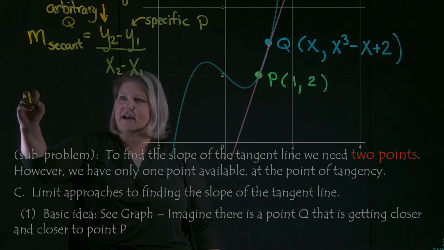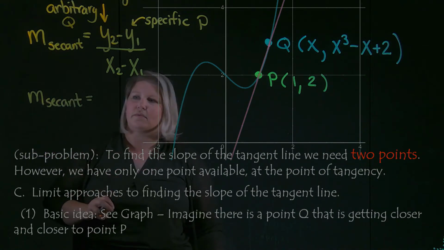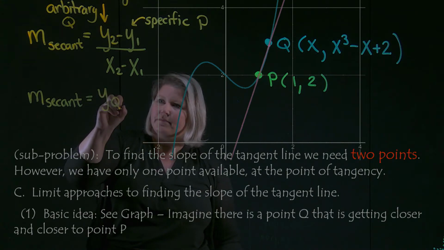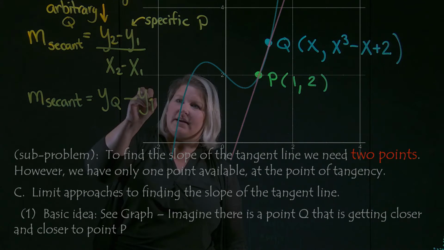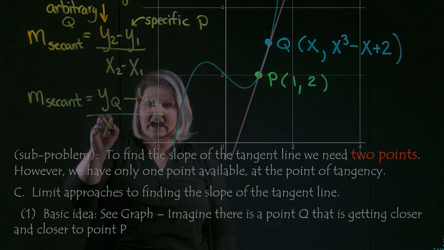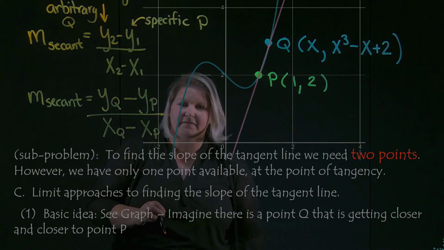So if I'm going to find the slope of the secant for this bad boy, what's the y coordinate for point Q? And then I will subtract from that the y coordinate of point P. And then I divide that by the x coordinate of point Q minus the x coordinate of point P.